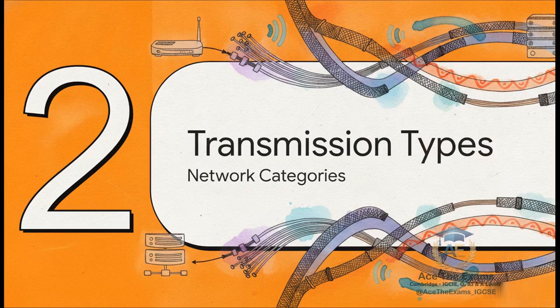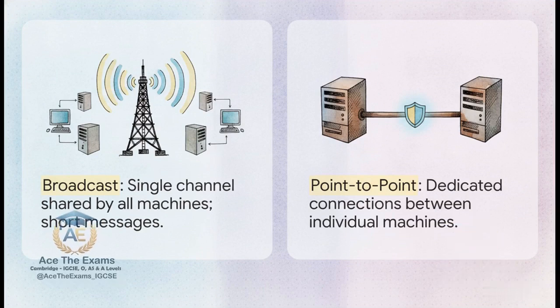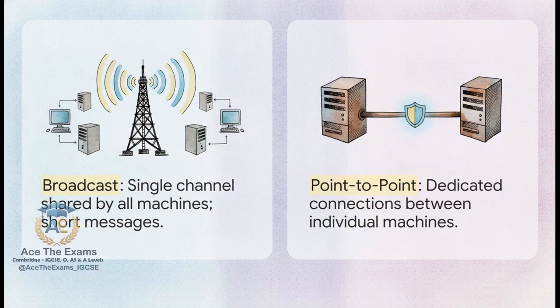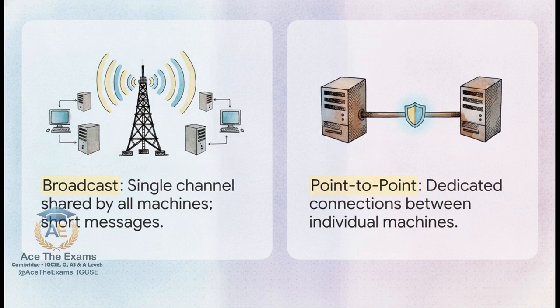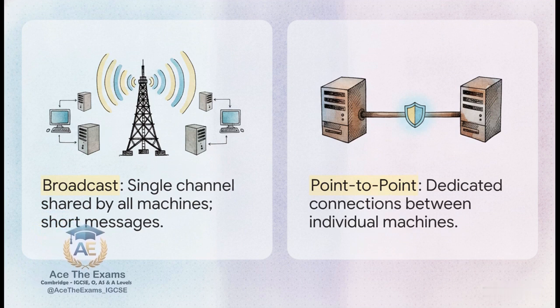Section 2, broadcast and point-to-point. Moving right along, because it's not just about the wires, it's about how the data moves over them. Transmission technologies basically fall into two camps. First, broadcast networks. Imagine a single communication channel shared by literally every machine on the network. When data is sent, it's sent in short messages, and technically, everyone on that shared channel can hear it. It's kind of like shouting into a crowded room.